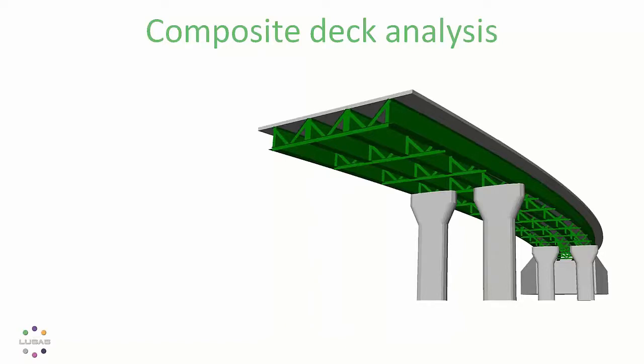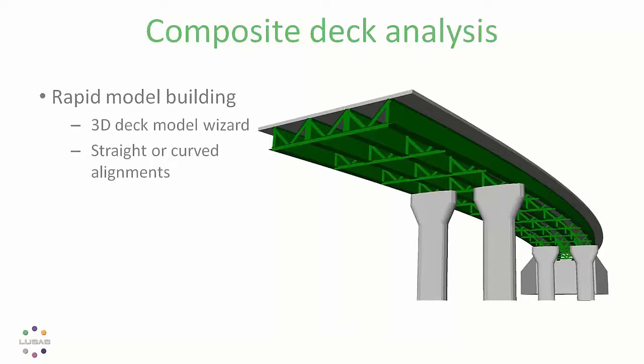So let's start with the composite deck analysis. The new Bridge Wizard is a way of rapidly building models efficiently. It's going to construct a 3-dimensional model, and these models can be straight or curved alignments. We can also now look at influences across a built-up section. So in the past, we had to look at, say, an influence of the bottom flange tension, but now we can look at an influence across the composite section. So an influence based on the deck slab, the flanges, and the web.